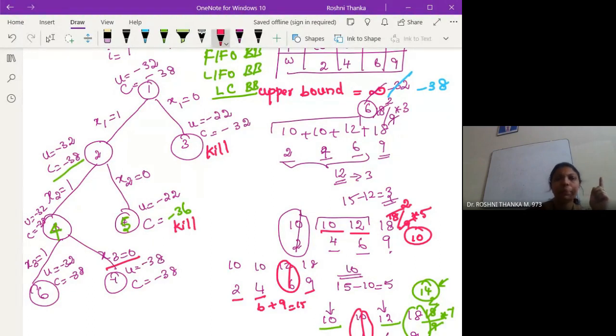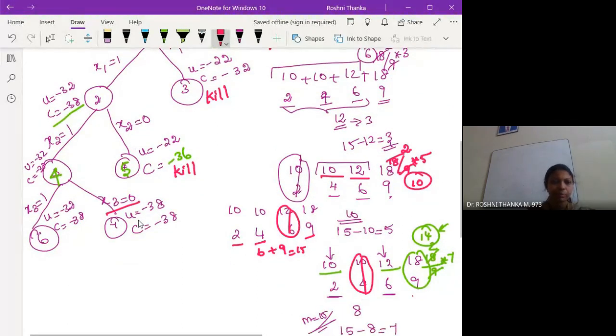Okay. And then, if you see here, the cost is minus 38. And here also it is minus 38, equal, no problem. And here also, for the sixth node, the cost is minus 38. It is equal to the upper bound, so no problem. So now we have bounded two things, which means we have stopped two nodes so that they will not proceed.